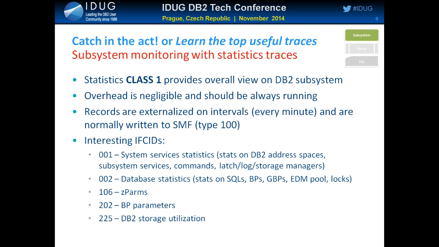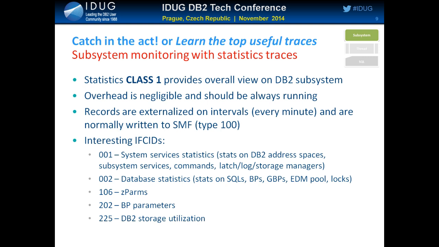Normally, the records are externalized on an interval basis, and very commonly they are just stored in SMF. So as I said, out of the box some of them are started by default. And what could be interesting is the specific records. For example, record 1 gives you information about the DB2 address spaces, about the commands, how many commands altogether for the last 10 minutes or last 1 minute. It's actually accumulated, but most of the monitoring tools do the deltas.